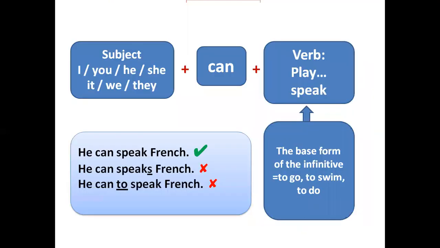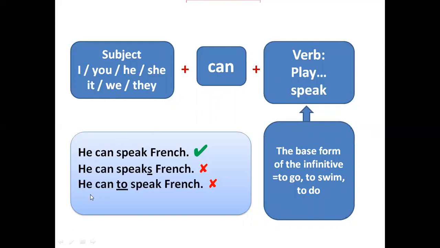So here we're gonna see the form of using the modal verb can. First of all, we start with subjects: I, you, he, she, it, we, and they, plus can, plus the verb. For example, I can play the piano. Here we use the base form of the infinitive. Normally the infinitive verb is to go, but when we have the modal verb can, we just take the base form of the infinitive, which is go, swim, and do, for example.